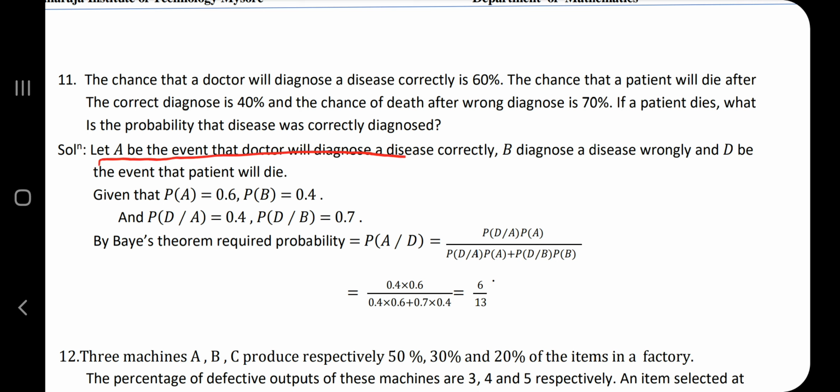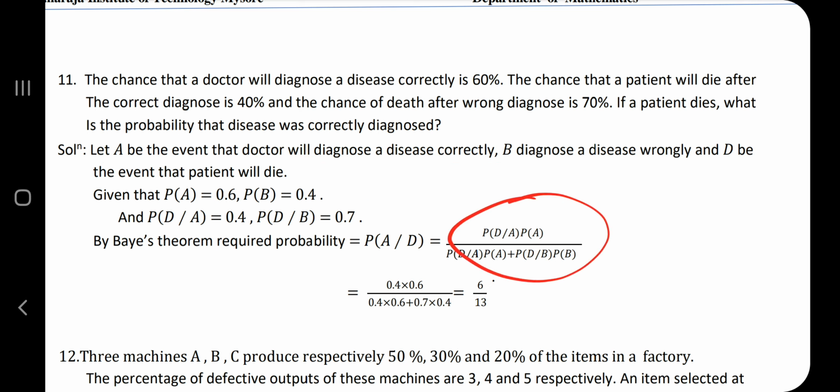A is the event that the doctor diagnosed the disease correctly, B that the doctor diagnosed the disease wrongly, and D that the patient dies. They have asked about the patient dying, so we need not have that probability where the patient doesn't die. Observe carefully. What they have asked, that only we need. So we will mention that only. What you are supposed to find out is A by D, sorry, not D by A. What is A by D? A is the event that the doctor diagnoses the disease correctly. What is that probability given that the patient dies?